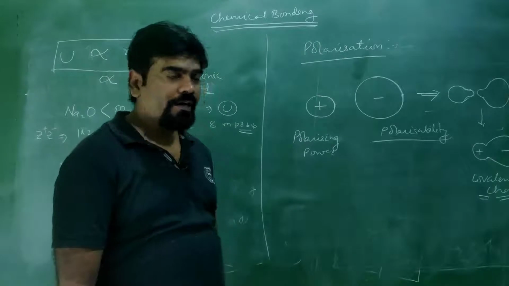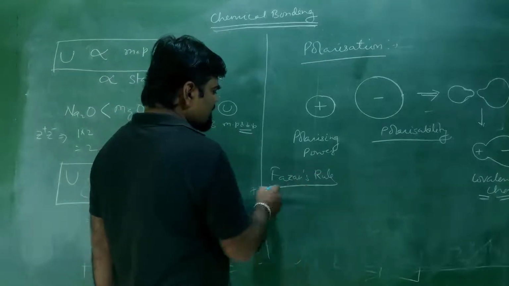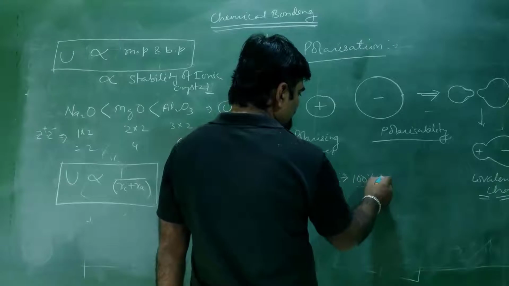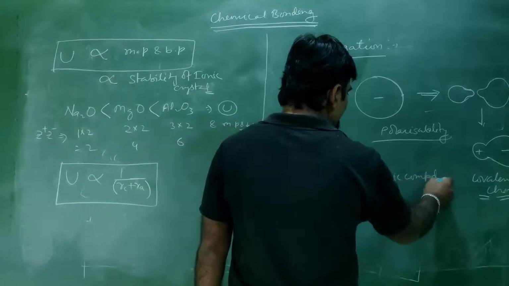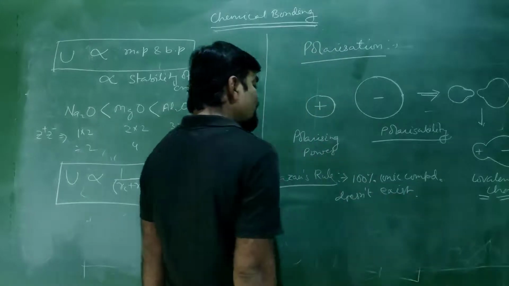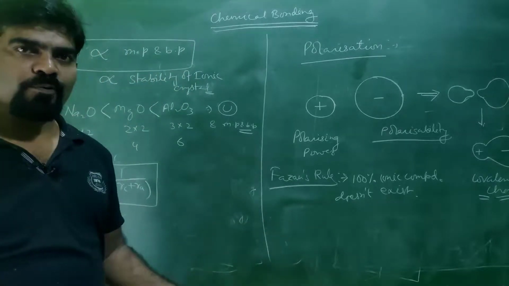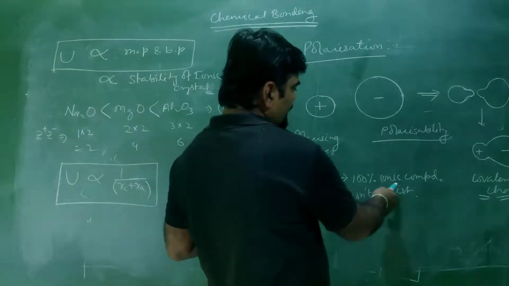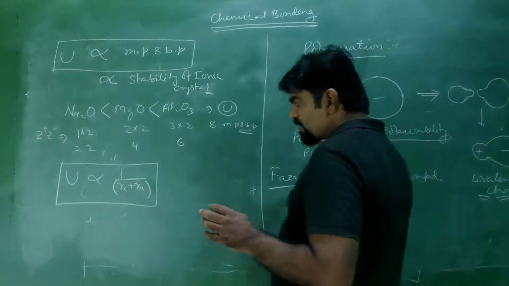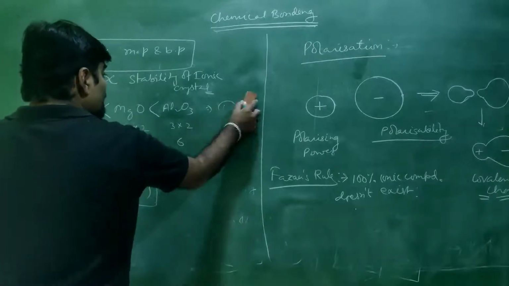That is the reason Fajans states in Fajans' rule that 100% ionic compound does not exist in nature. In all ionic compounds, in some cases there will be little polarization, in some cases more polarization. So in all ionic compounds there will be some extent of polarization, and therefore 100% ionic compound does not exist in nature. In ionic compounds there is always some extent of covalent character. That was Fajans' rule.